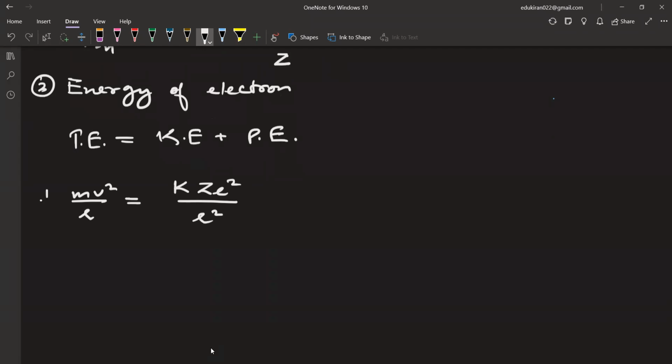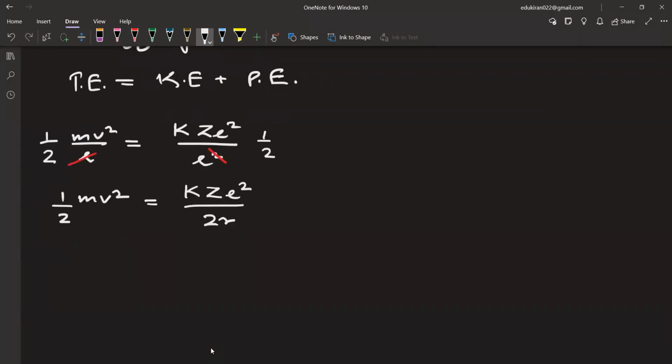अब इसमें हाफ मल्टीप्लाई कीजिए, इधर भी हाफ मल्टीप्लाई कर दीजिए, गेट दिस एज हाफ mv square. Okay, and you can eliminate this r with this r square here. ठीक है, सो यहाँ पे आपके पास हाफ mv square बच गया, and here we have k ze square upon 2 into r. Yes or no, please tell me. Yes. Okay. Now this is a half mv square. What is this? This is kinetic energy. It will be equal to k ze square upon 2r.